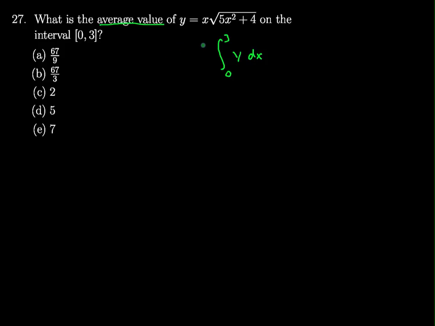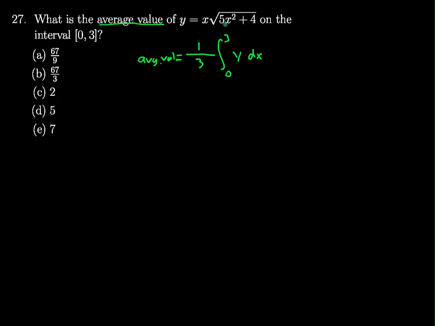The average value, I basically divide that, and I'll write it as multiplying by the fraction, but I divide by the length of the interval. 3 minus 0 is 3. So this right here is my formula for the average value.